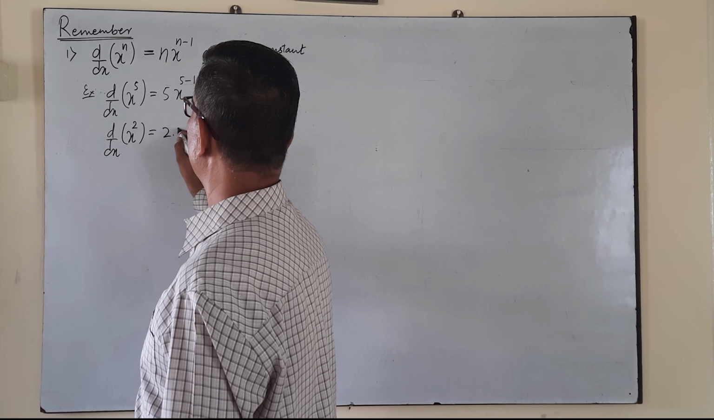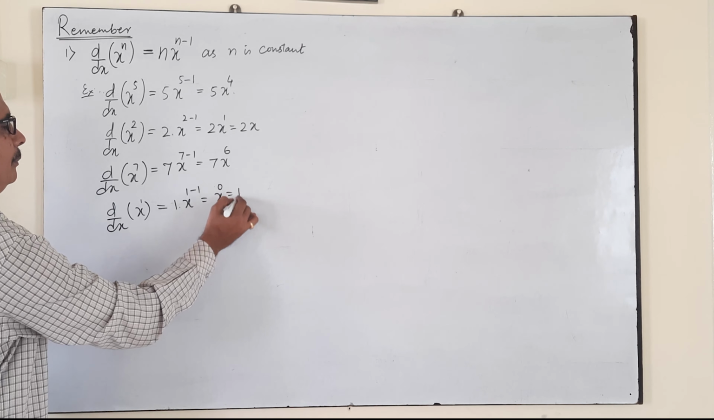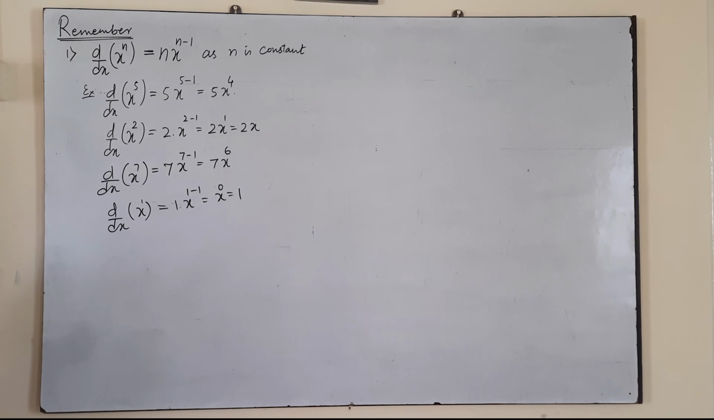What is derivative of x? How to solve? Now you take x as x power 1. X power 1 is nothing but x itself. The value of n here is 1. What is the formula? n value 1, x power n minus 1, that is 1 into x power 1 minus 1, x power 0. The meaning of x power 0 is 1.